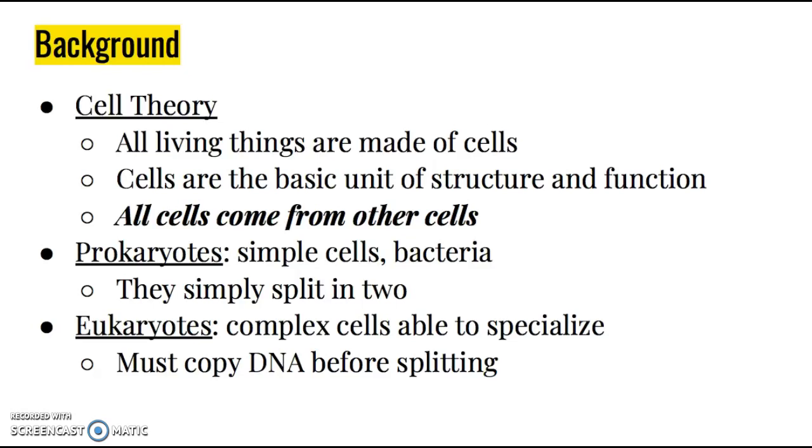Now, it's also important to note the difference between prokaryotes and eukaryotes. Prokaryotes are simple cells. They're like our bacteria. They're unicellular, and so they can just simply split in 2 in order to copy themselves or to make more. Eukaryotes, on the other hand, are complex, and they have to be able to copy their DNA and all their organelles, especially if they're specialized, right? Can't just use a brain cell for a muscle cell, okay? So we have to have a process of making this.